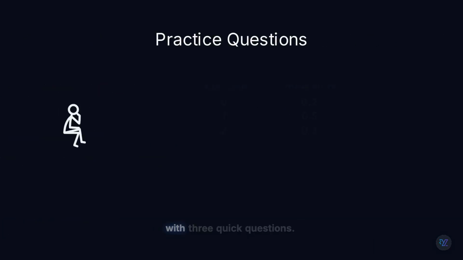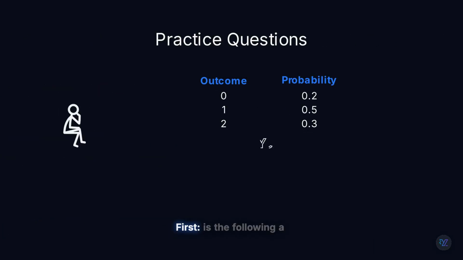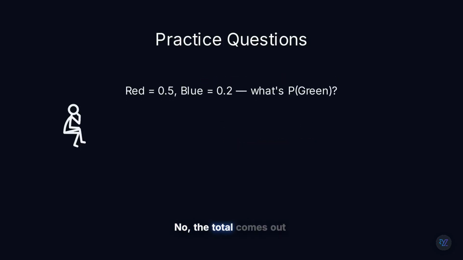Let's test what you've learned with 3 quick questions. First, is the following a valid probability distribution? The answer is yes. Second, is this valid? No, the total comes out to 1.2. Third, a bag contains red, blue, and green balls. The probability of red is 0.5 and blue is 0.2. What's the probability of green? 1 minus 0.5 minus 0.2 equals 0.3.